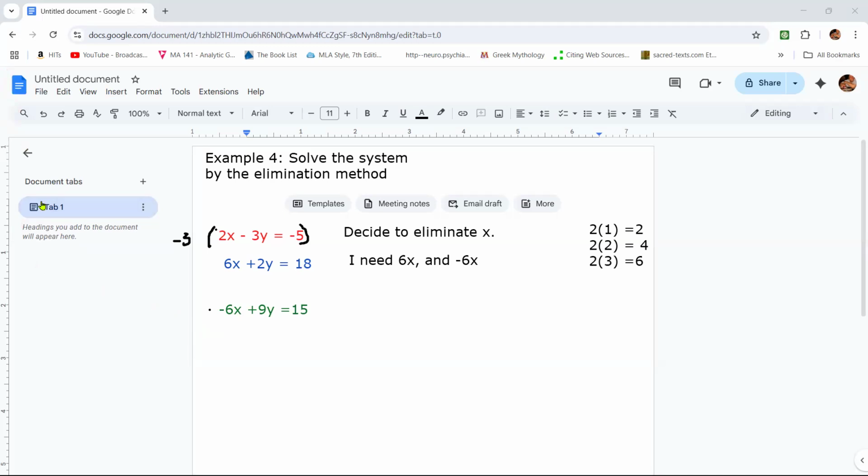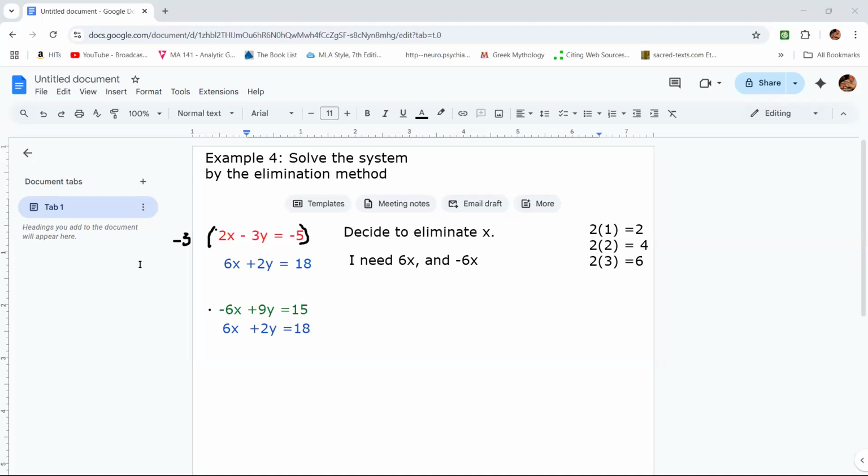And I'm going to get a text box. Here it is. And I'm going to rewrite this equation, 6x plus 2y equals 18.